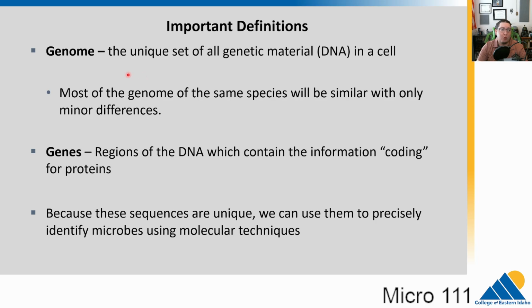You have 23 different types of chromosomes, but you have 2 copies of each, one from the mother, one from the father. Those end up making up your genome, right? All that genetic information in there is your genome. And each cell has its own genome. Every cell has a copy of the genome in it. If we compare organisms in a species, their genome will be very, very similar.